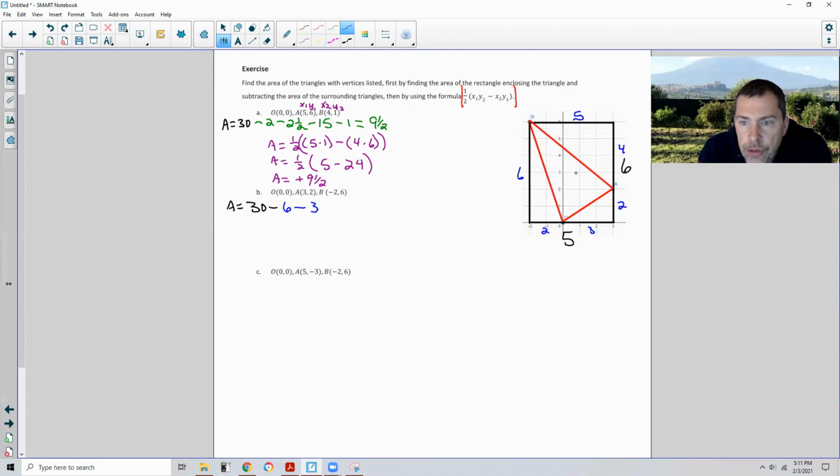Okay, so it's a 5 by 4, which is 20. Half of 20 is 10, so I subtract 10. So I'm taking away an area of 6, an area of 3, and an area of 10 from an area of 30 to get 30 minus 6, 24, minus 3, 21, minus 10 is 11 units.